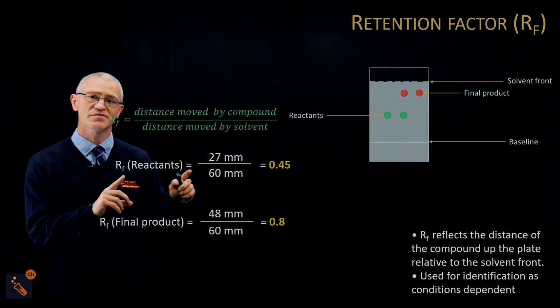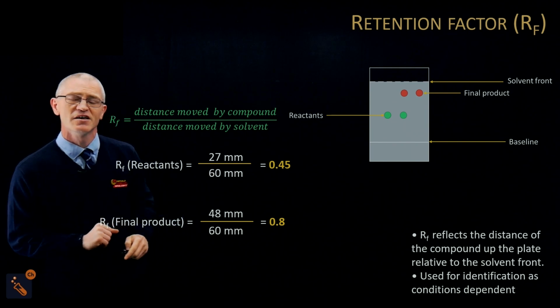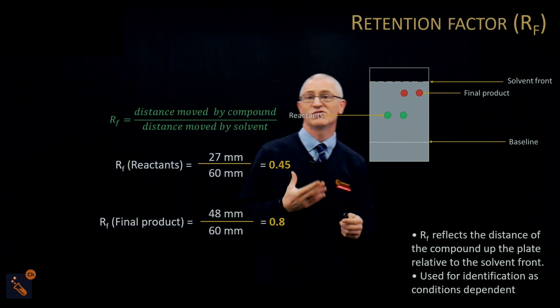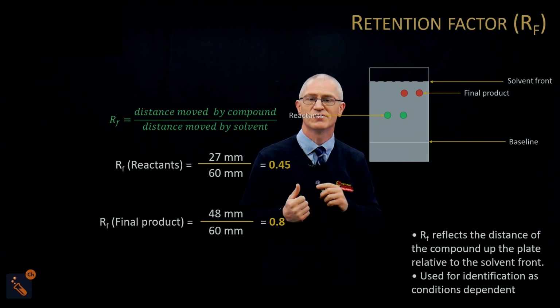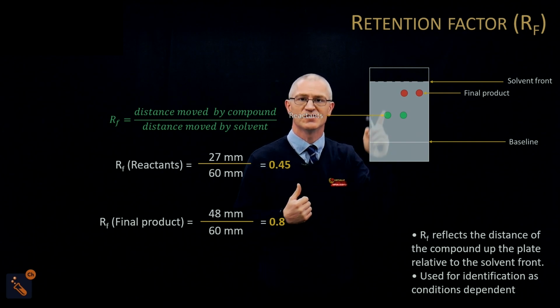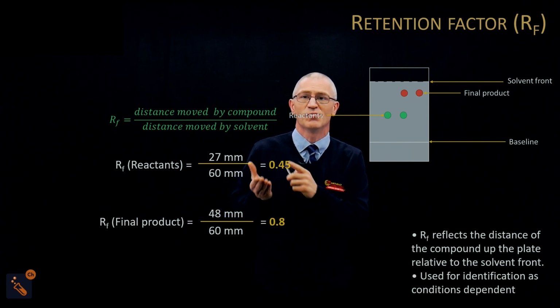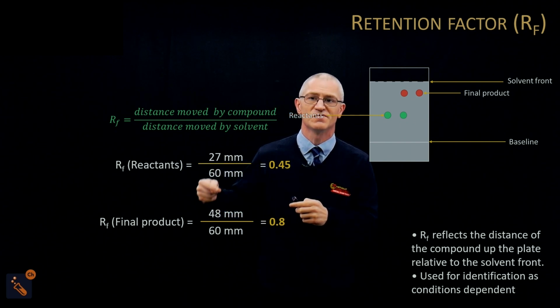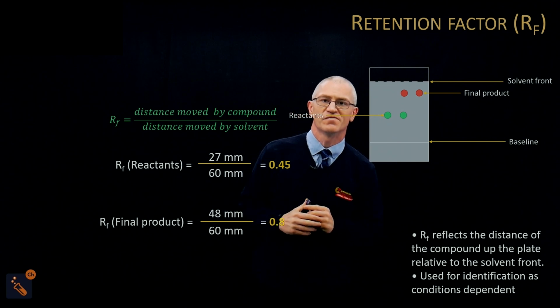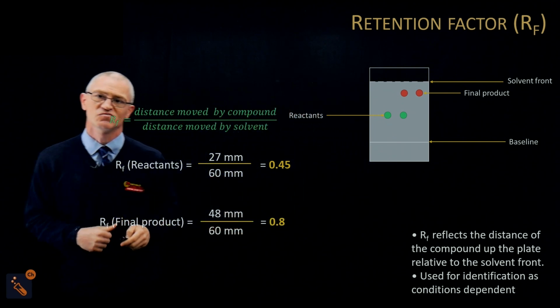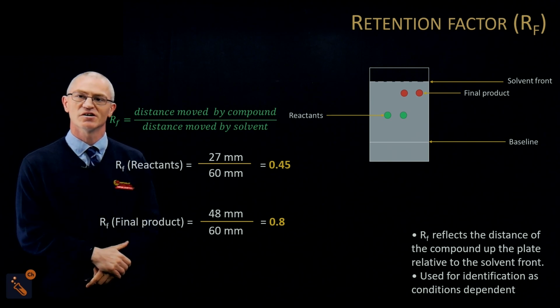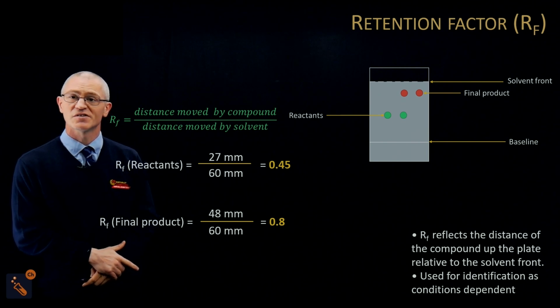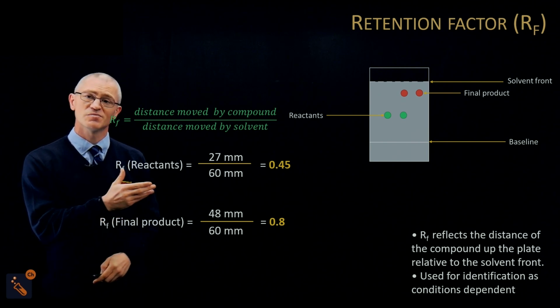Right, so we've got an RF for the reactants of 0.45, and a really interesting thing is you can roughly know whether you're correct, because if you look here, it's roughly halfway up the plate in terms of the solvent front. So it's going to have an RF of around 0.5 because you're just dividing by the distance the solvent front went to. And you can see the other one is roughly in the right area as well. So you can do a rough check to check whether you're on the right lines. But that is how you calculate RF, and you can then use the RF to compare against others.